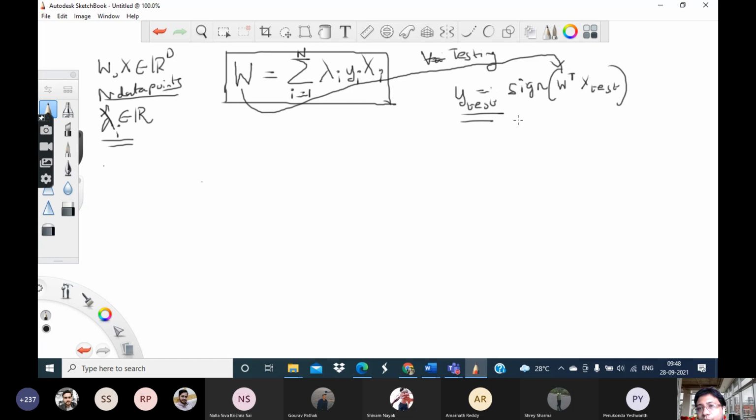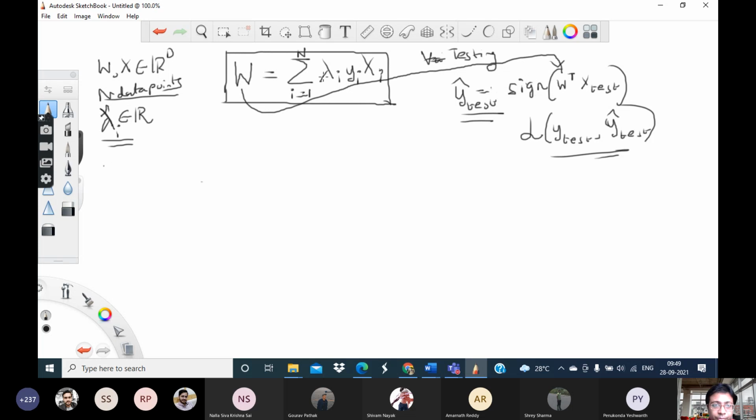Now what you just need to compare Y test, there will be a loss function which compares your Y cap test, meaning the predicted value of Y, with the true value of Y. And accordingly you decide, check whether they are matching or not. So once you have got W, then you get this.